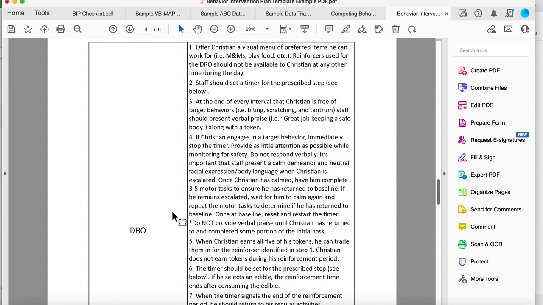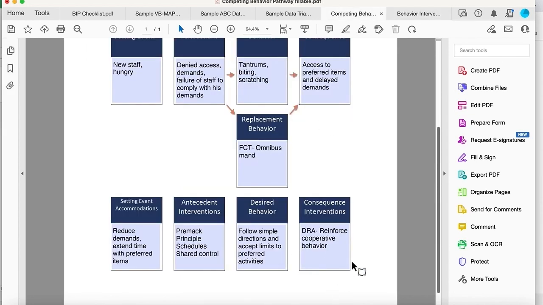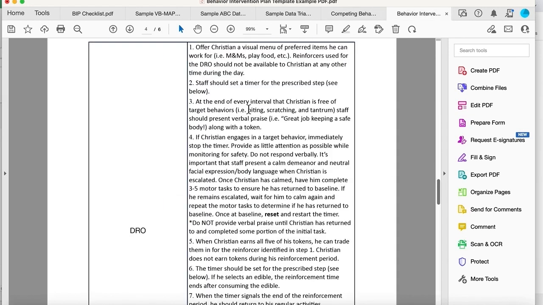This is not something that I often will recommend because it doesn't actually teach a skill or behavior. All it does is it reinforces the absence of behavior. Christian engaged in behaviors that were pretty scary to staff, and so we wanted to look to reduce his target behavior before we ultimately introduced DRA. We started with the DRO, and this is kind of what the description of the intervention looks like.